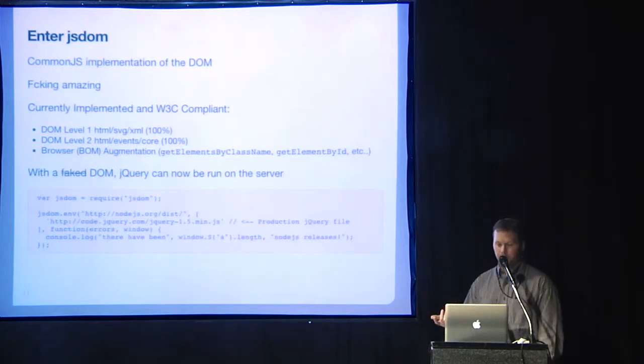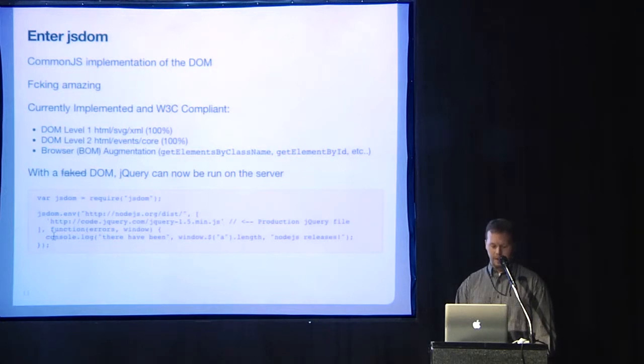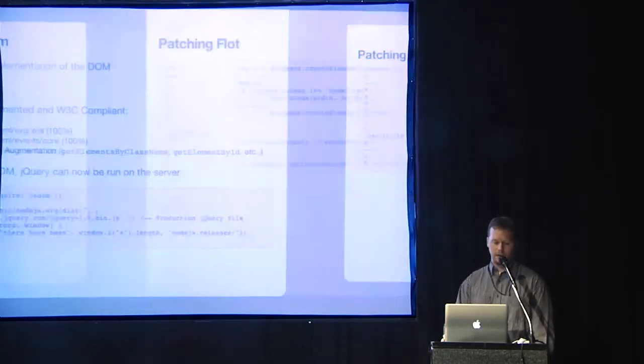Here's an example. It's the same thing that Elijah had this morning. Just get JS DOM. In this particular case, you're loading Node.js.org, and then going to inject jQuery. I made a note that that is production jQuery. When it's ready, it runs jQuery against that content and counts the number of anchors, the number of links that are there. So you can do screen scraping in this example with JS DOM.